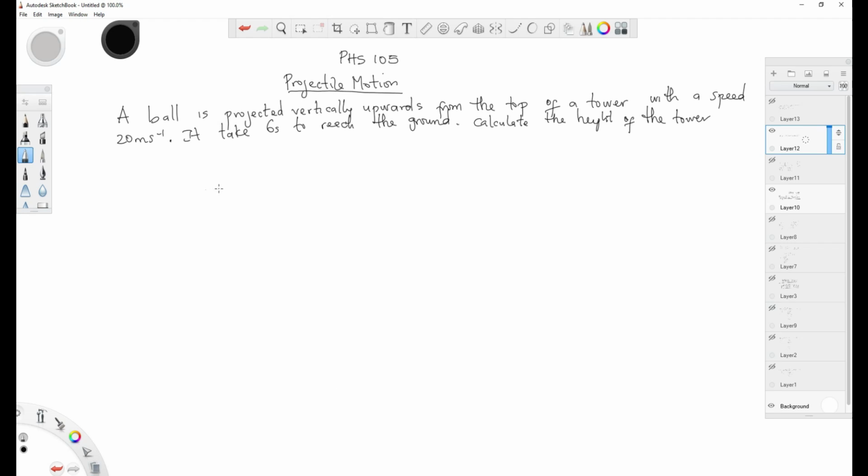Now, let's draw out this whole thing that is happening first. Let's consider this as the tower. They said the ball is projected vertically upwards from the top. That means this is the top. The ball is projected vertically upwards from the top, but it reached the ground. So that means something must have acted upon it. Then it goes like this to the ground.